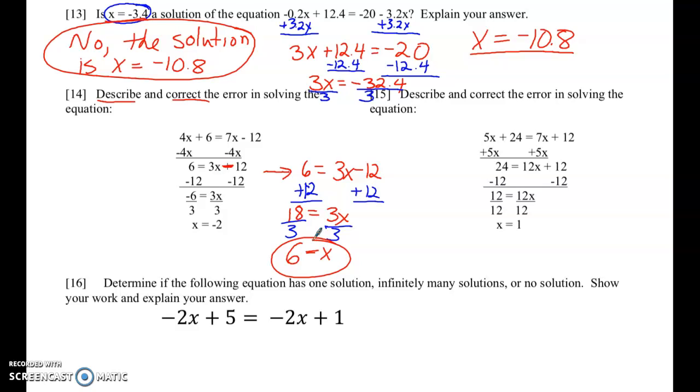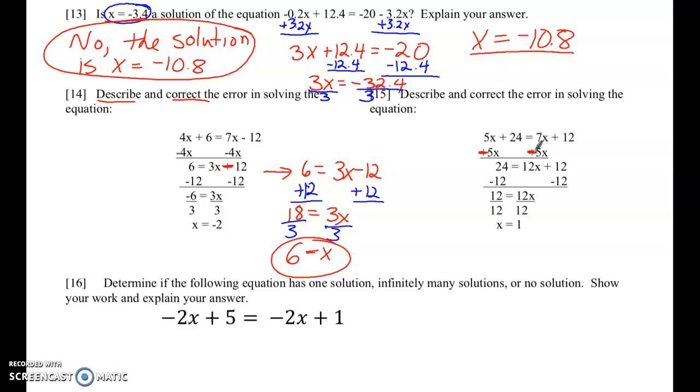We're going to do the same thing. We're looking for the mistake. So when we look at number 15, now yours actually runs off onto the next page, but mine's all together. So when I look at this, we have the 5x, and we need to move that 5x. Instead of adding 5x, what should have happened is minus 5x. So if we minus 5x on both sides, that's going to change what you get.